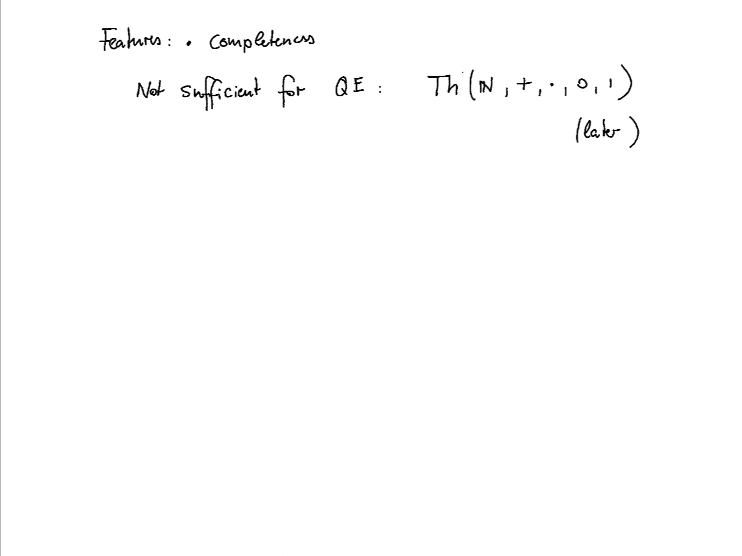Unfortunately, completeness of a theory is not sufficient for quantifier elimination. An infamous example is the theory of the natural numbers, which we'll later see definitely does not have quantifier elimination.